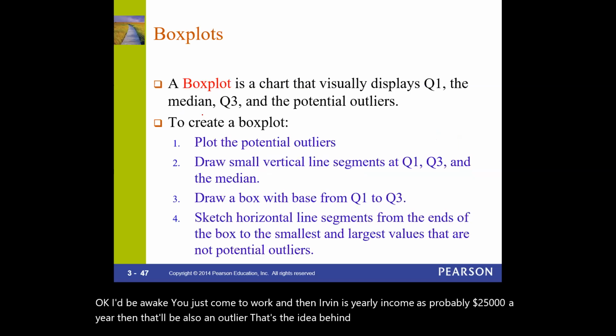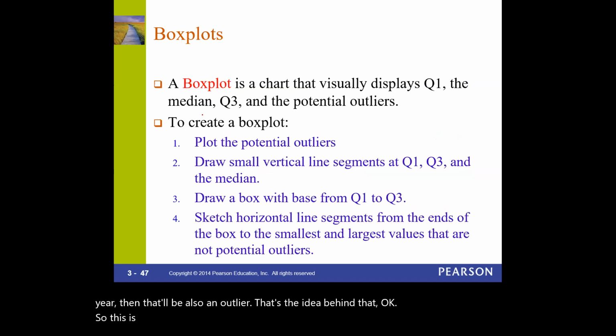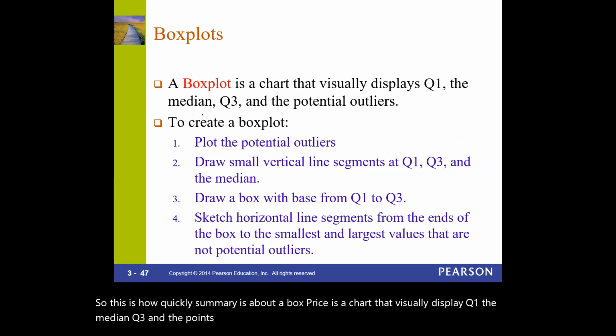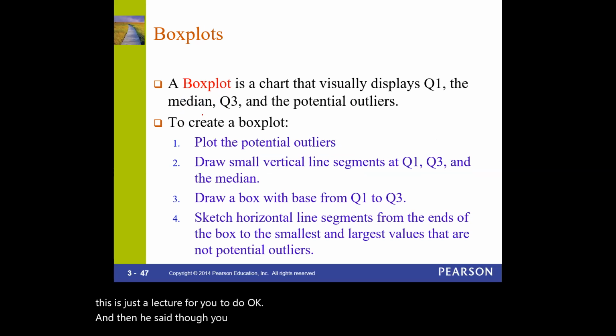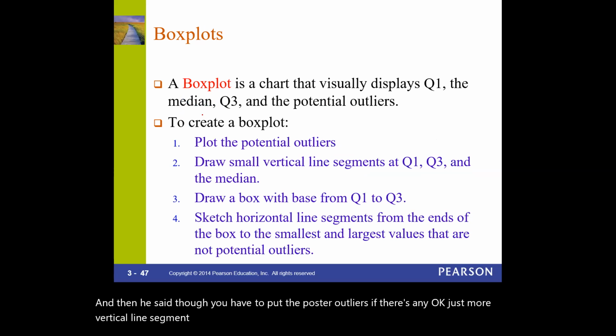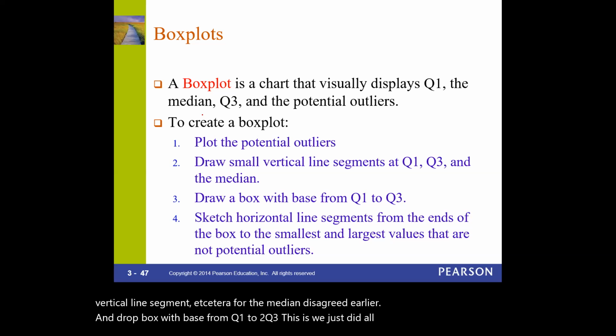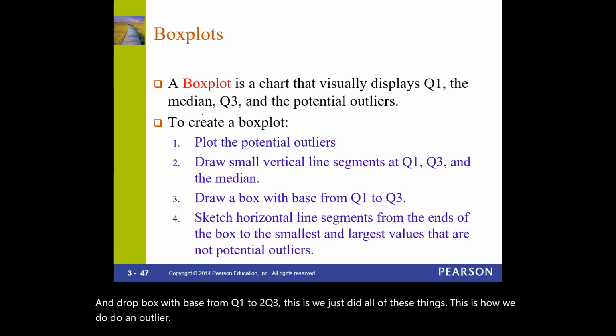Okay, so this is quickly a summary. A box plot is a chart that visually displays Q1, the median, Q3, and the potential outliers. Okay, so I've just explained how to use the outliers already. Then you have to plot the potential outliers if there are any. Okay, a small vertical line segment for the median, just like we did earlier, and draw a box with base from Q1 to Q3. We just did all of these things. This is how we do an outlier.